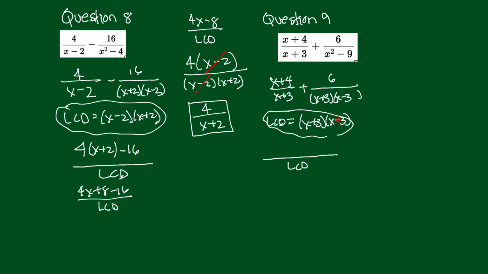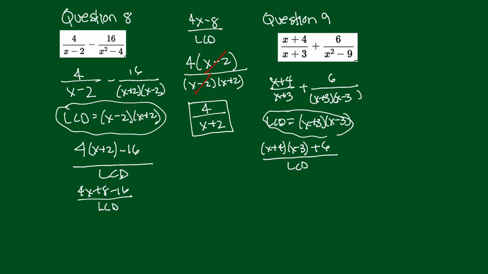So if we multiply the bottom by x minus 3, we'll have to multiply the top by x minus 3, right? X minus 3 over x minus 3 is a 1, so we're just multiplying by 1. So let's write x plus 4 times x minus 3, and then plus. Now, what about this 6? Well, compare the original denominator to the new one. No change to the denominator, so no change to the numerator, so just the 6 alone.